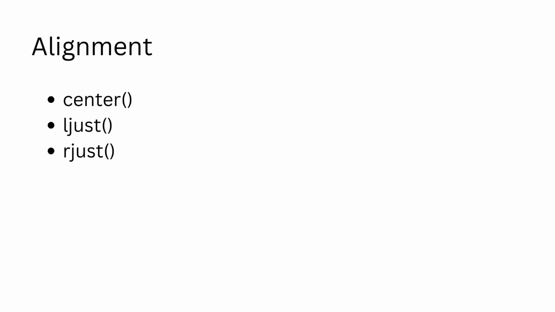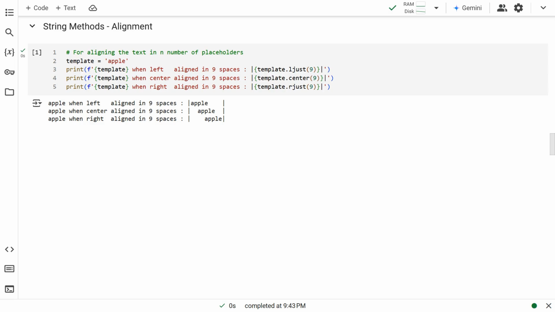Python strings have methods for alignment. We can easily align the string in a fixed number of placeholders. Center, left align, and right align are the three options available. When the number of placeholders is specified, the methods align the string in those placeholders. For example, in the following examples, the string apple is aligned among 9 placeholders. The pipe symbols are just for understanding the end of the placeholders.